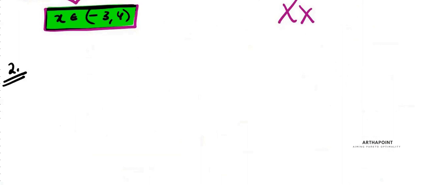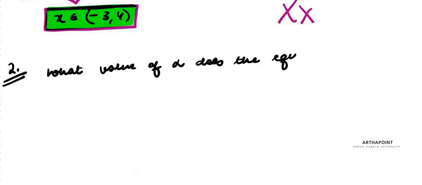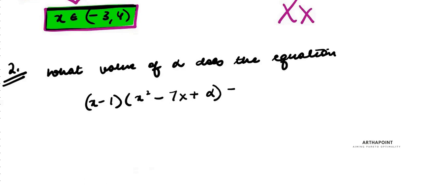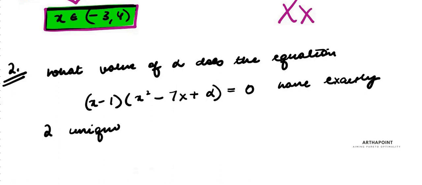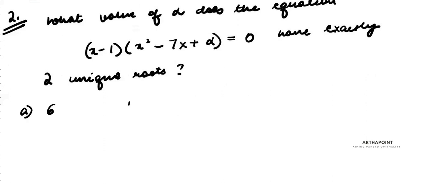It says, for what values of alpha, this is from quadratic equations, does the equation x minus 1 into x square minus 7x plus alpha equal to 0 have exactly two unique roots? It's an interesting question. The first option is 6, the second is 10, the third is 12, fourth is none of the above. Try this once.